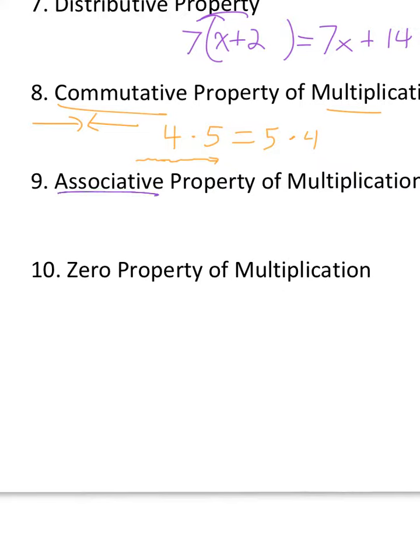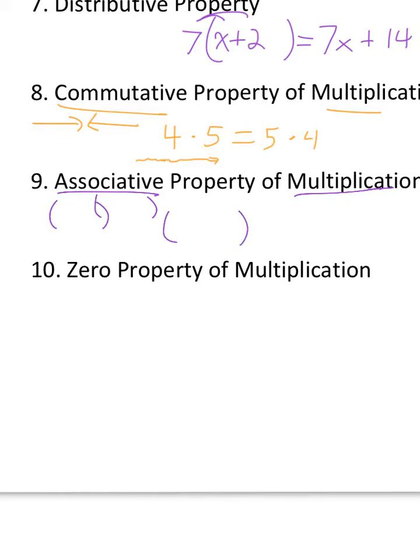Now, associative. The phrase I used in class that helps me remember is that, oh, I don't want to associate with this person anymore. I want to associate with a different person. It's kind of like you move a set of parentheses. It's who you talk to first or who you want to associate with first. So we're talking about multiplication, and this one is the one that I like to use parentheses to describe.